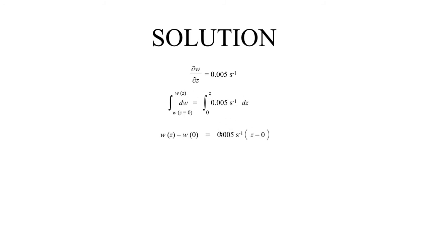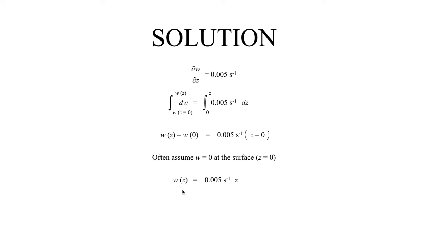Then if we perform that integration, we get the vertical velocity at some height z minus the vertical velocity at ground level is equal to this constant, which we can pull out of the integral, 0.005 per second times some height z minus 0. And again, we can apply that assumption that we looked at in lecture 8 when we talked about the mass continuity equation. We can assume the vertical velocity is 0 at the ground level. So that means we can eliminate this term, and that just simplifies down to this.